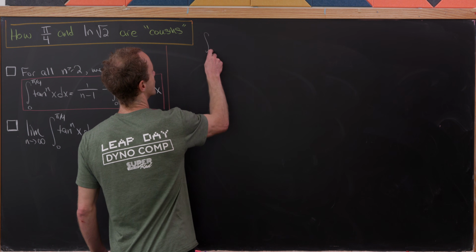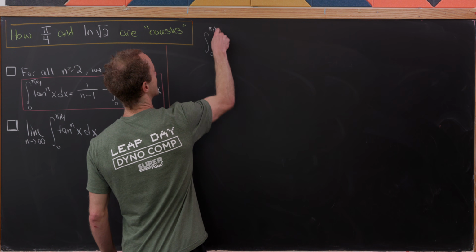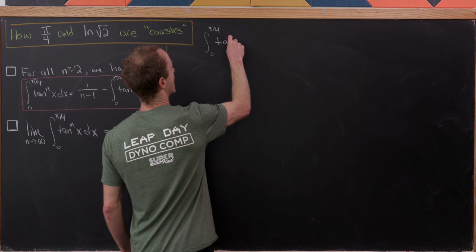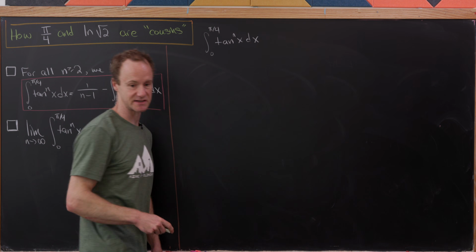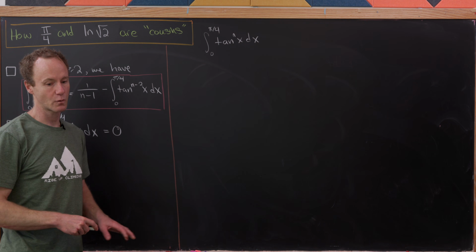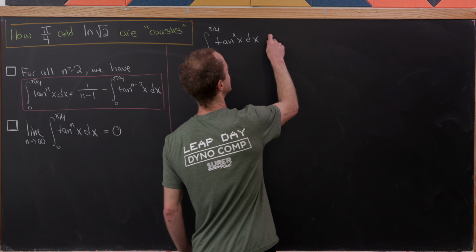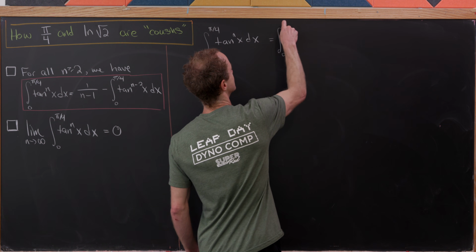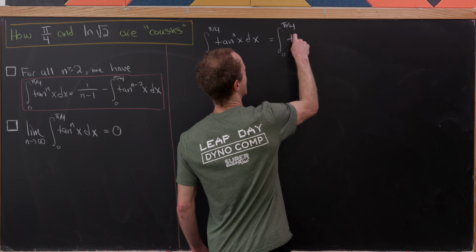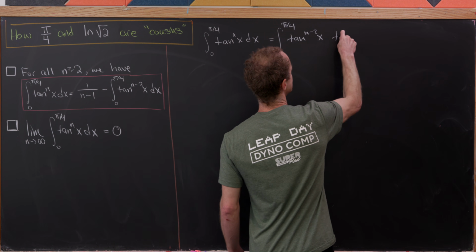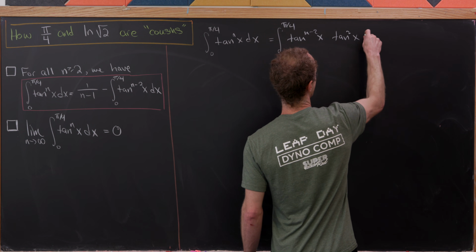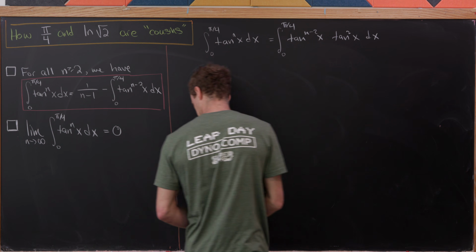Let's start over here with the left-hand side. That's our integral from 0 to pi over 4 of tangent to the nth power of x dx. And then we're going to split this into two pieces. So let's write our integral as tangent to the n minus 2 of x times tangent squared of x dx.